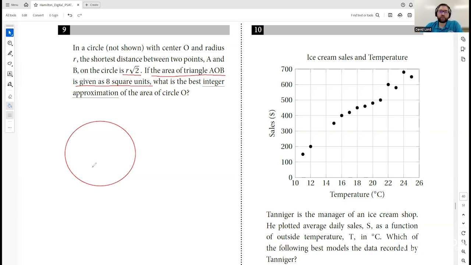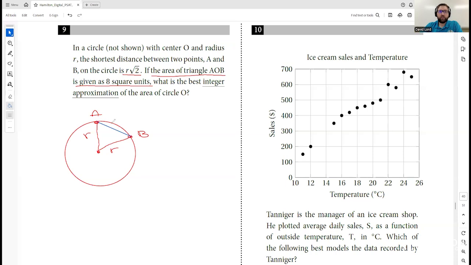So I'm drawing a circle because we're talking about a circle problem, and I don't know where these points are. So I'm just going to draw a point here, A, and a point here for B. And this is r because it's the radius. This is also r because it's the radius. And then the shortest distance directly between A and B. If it's along the curve, that would be arc length. But because it's direct, it's going to be going straight across. So you have a straight line.